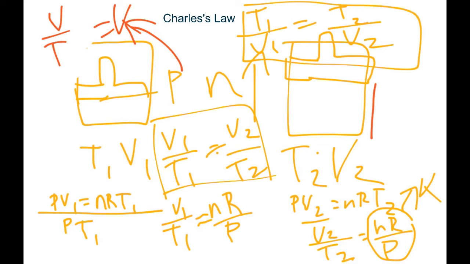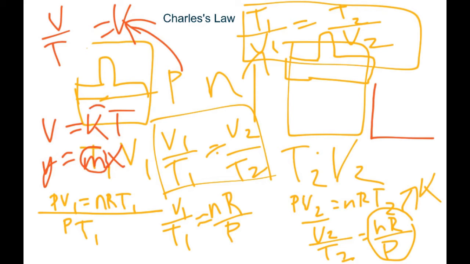So if we graph this, what would it look like? Well, we can move things around. We can claim that V is equal to KT, and this looks like y equals mx. And remember, m is a constant, just like K, and x and y are changing, just like T and V are changing. And if you know from your math class, y equals mx is the equation for a line that goes straight through the origin. So our x would be T and our y would be V.